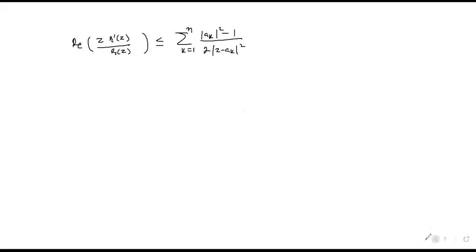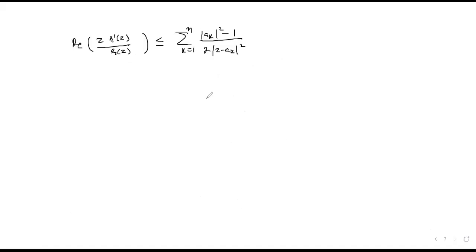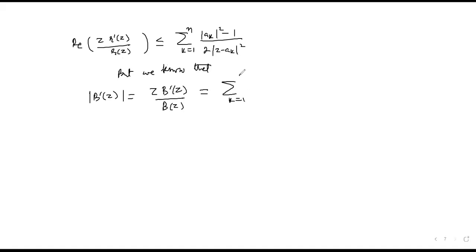This is what we did: real part of this is this, we just substituted it. Okay, but we know that, as we did earlier at the theorem level, modulus of b'(z) is exactly equal to z times b'(z) by b(z), which equals summation k runs from 1 to n of modulus a_k squared minus 1 divided by modulus of z minus a_k squared, for mod z equal to 1. Here too, we have assumed that mod of z is equal to 1.